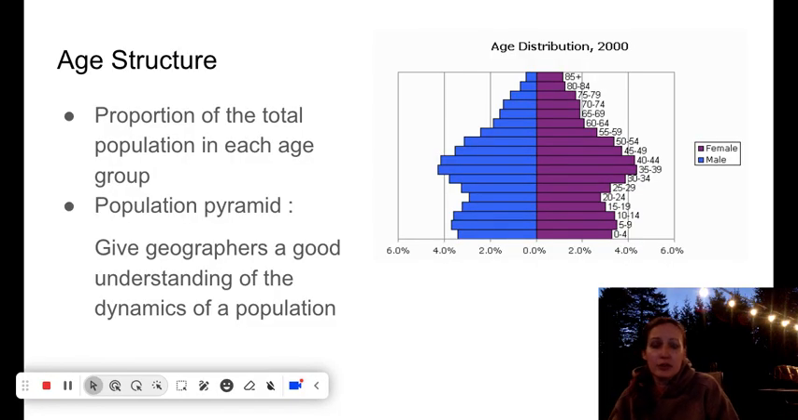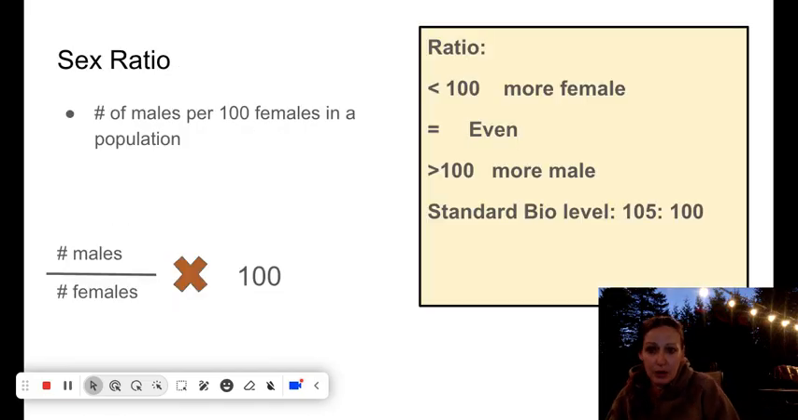All right, so these pyramids tell you the age structure, the proportion of the total population in each age group. You see here in the population pyramid. So it gives geographers a good understanding of the dynamics of a population. It doesn't tell you all the intricacies, right? It doesn't tell you class structure, but knowing the age and the sex gives you a good bird's eye view, so to speak, of the population down below.